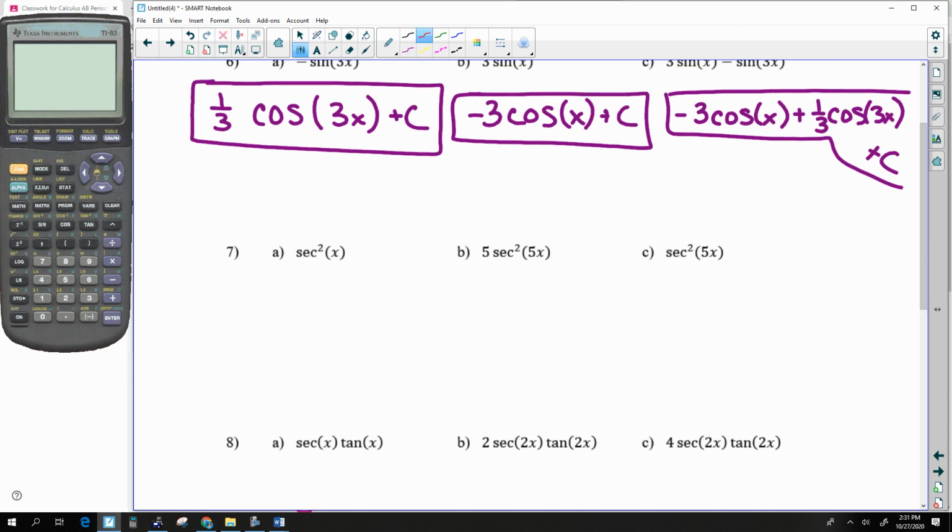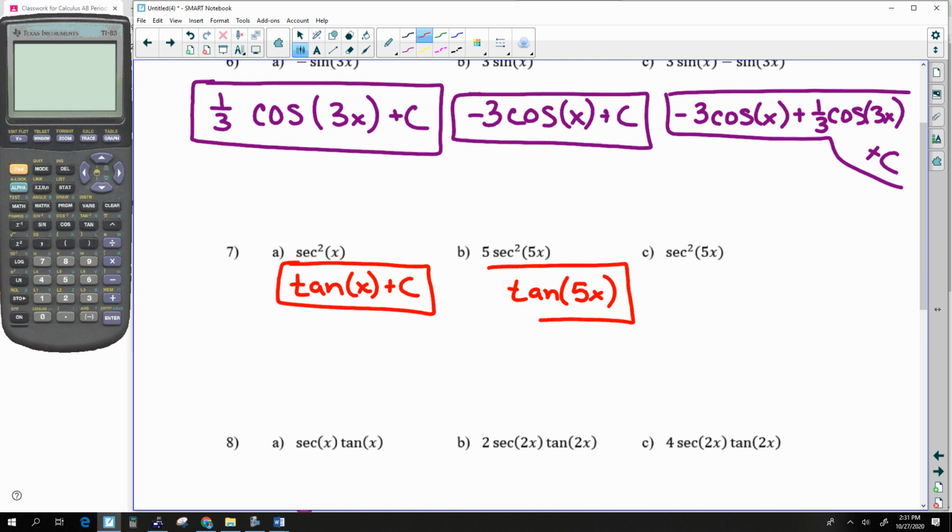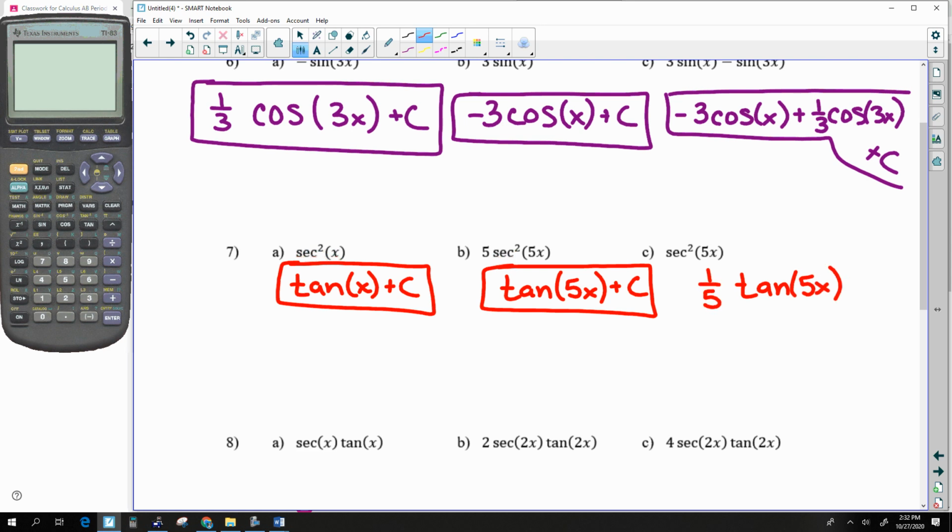All right, what creates a secant squared? That's a tangent. So this is going to be a tangent 5x. The derivative is secant squared, and it multiplies out. So there it is. Oops, sorry, I forgot the plus c. So that's secant squared 5x, chain rule 5. So it creates that outside 5. It's all good. So tangent 5x is required. That's going to create a 5. I don't want the 5, so I have to mark 1/5 back in.